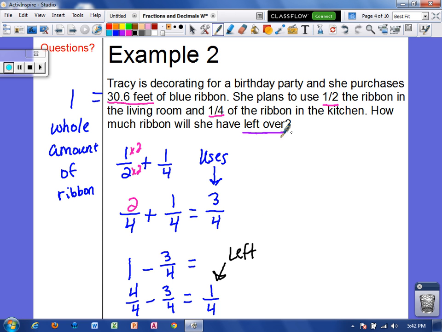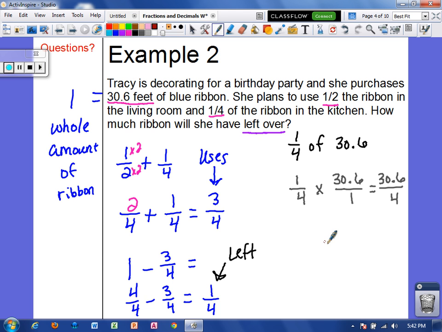But let's figure out what that would be in feet, since that's what we started with. So I want to find 1/4 of 30.6. Now, just like with the previous example, there are 2 ways we can do this. We can do 1/4 times 30.6, or we can just take 30.6 divided by 4. Either way, we end up doing the exact same steps. So let's go ahead and just multiply it. So that would be like 1/4 times 30.6 over 1. Multiply your numerators, you get 30.6. Multiply your denominators, and you get 4.